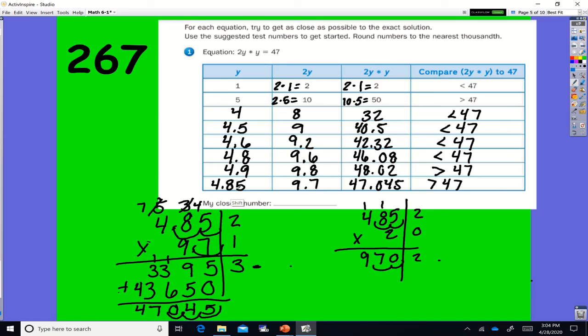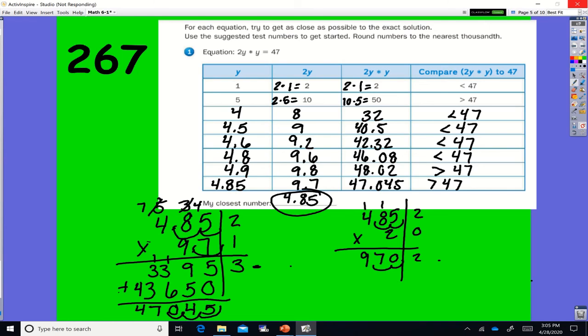So for my closest number, the number that was as close to 47, is our 4 85 hundredths. Now that is what we are doing tonight with your homework. I'm going to go over that with you here so you understand what you did.